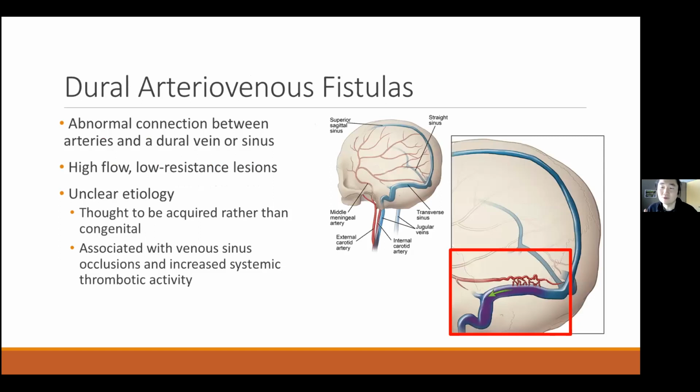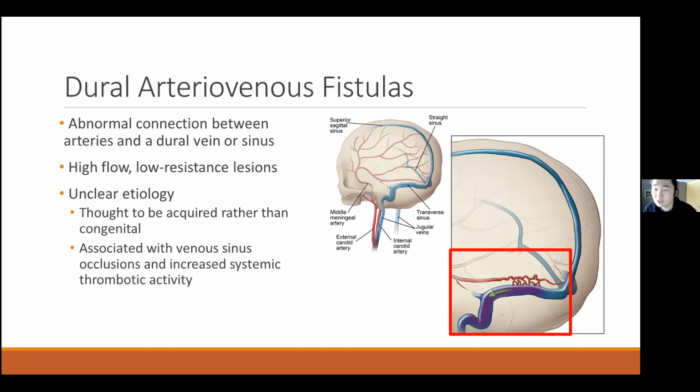Dural AV fistulas are abnormal connections between the arteries and either a dural sinus or a cortical vein. To emphasize, this connection actually occurs in the dural leaflets, hence the name dural AV fistulas. And like AVMs, these are also high flow, low resistance vascular malformations because they're a straight shot from the arteries into the veins and experience that high arterial pressure.